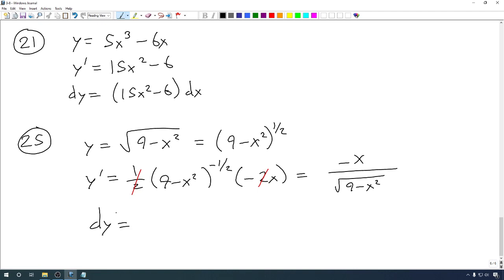So our differential, our dy, is this derivative times dx, and why not just put the dx up on top? We're treating dx as just some number that's being multiplied in here. So we can go ahead and stick it on top. That is our differential. And that's what we could use for any sort of approximations.